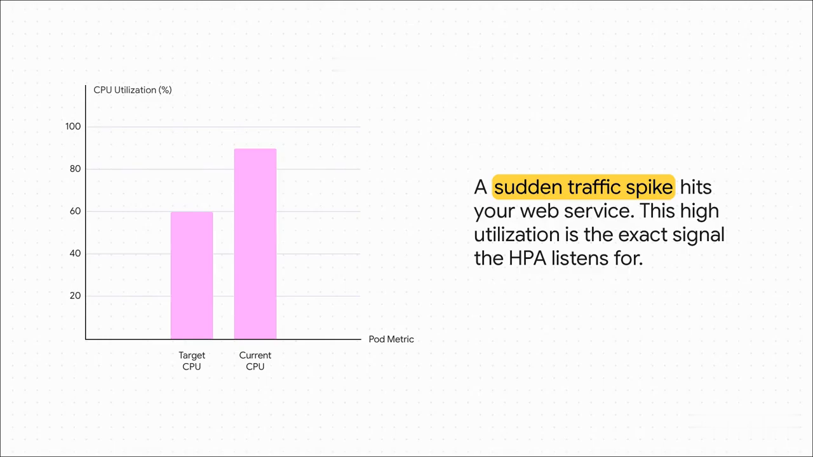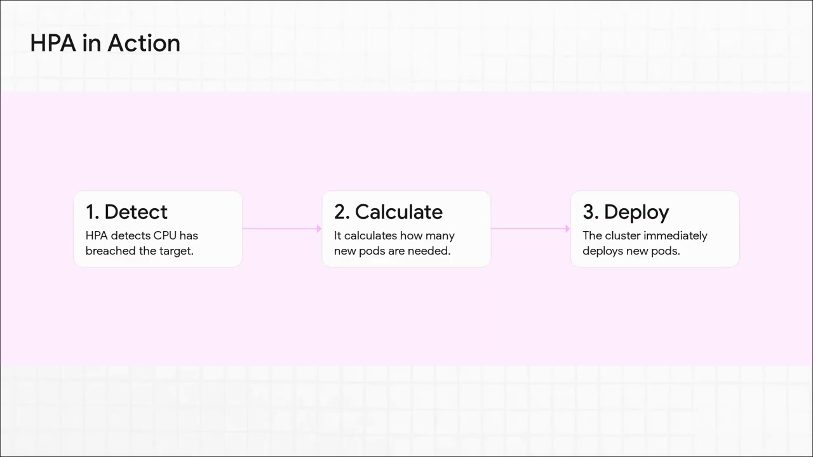Now take a look at this. This is a classic scenario. A sudden traffic spike hits your web service. Your target for CPU is, say, 60%, but right now your pods are just screaming at 90%. This is the exact signal, that high note that our HPA is listening for. And here's exactly what it does next.